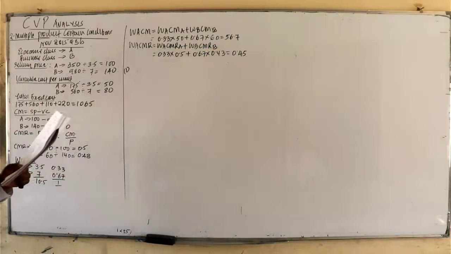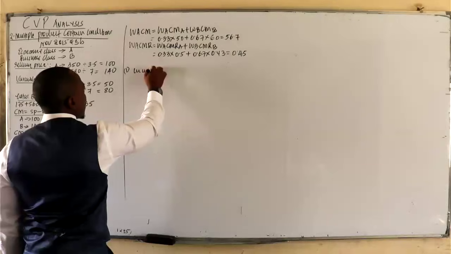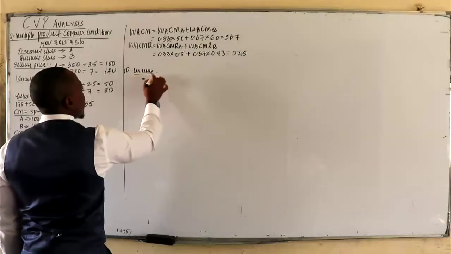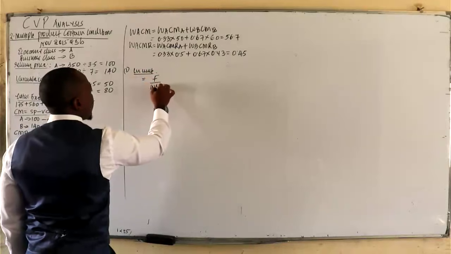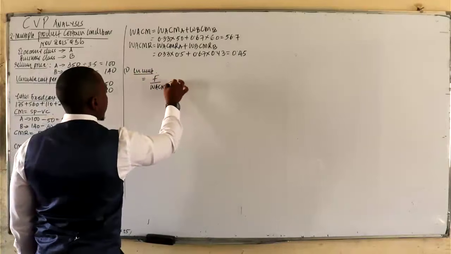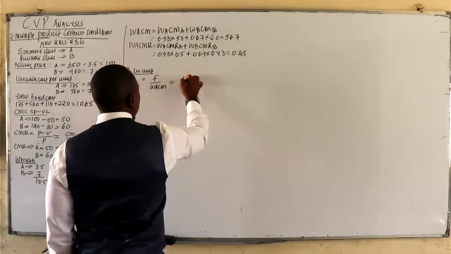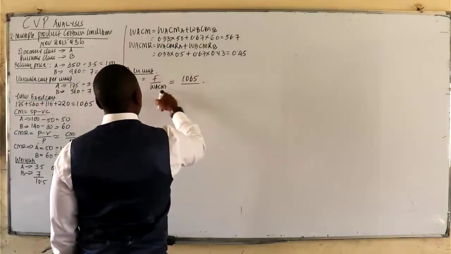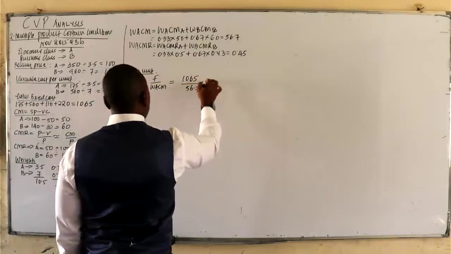Answer the question. Now the question was required, number 1. The total sales required to break even. So you can compute both in units and shillings. So in units, you'll be taking fixed cost over weighted average contribution margin. The fixed cost, you already have the total fixed cost, which is 1065. Weighted average contribution margin we have is 56.7.